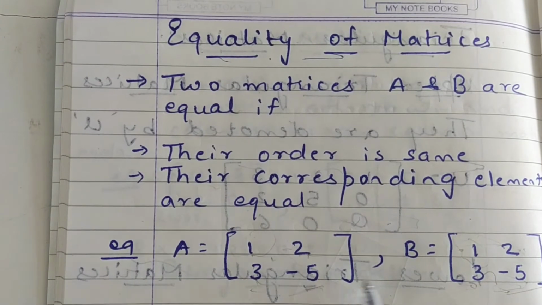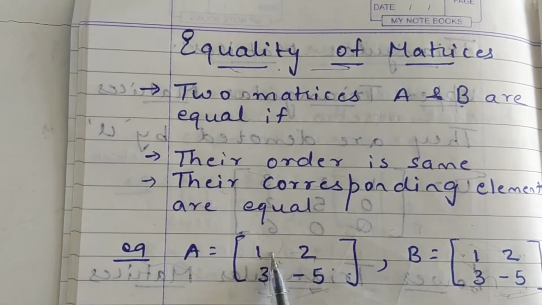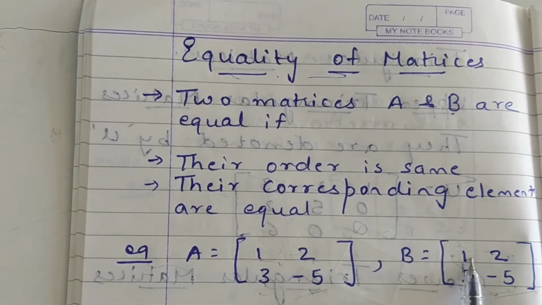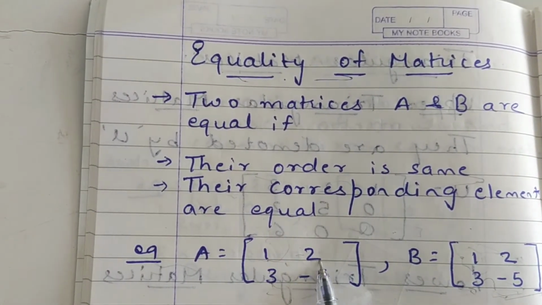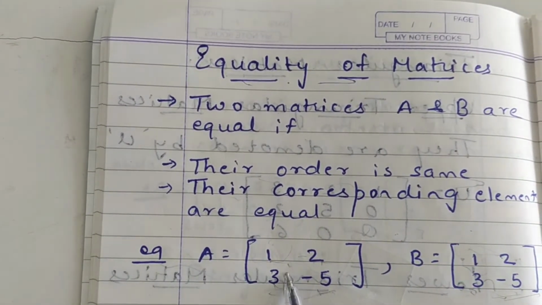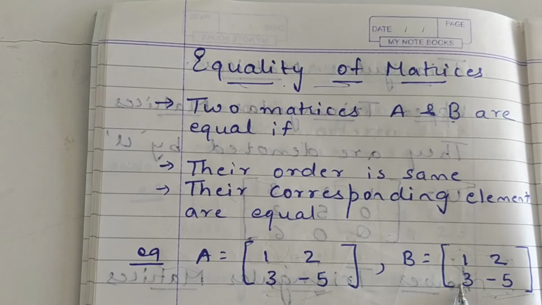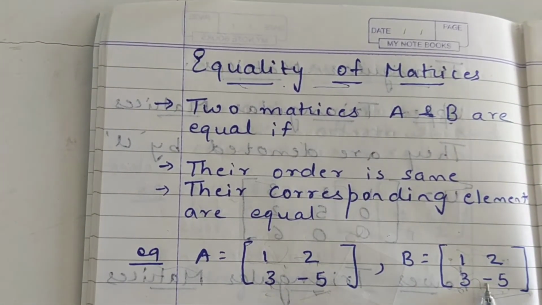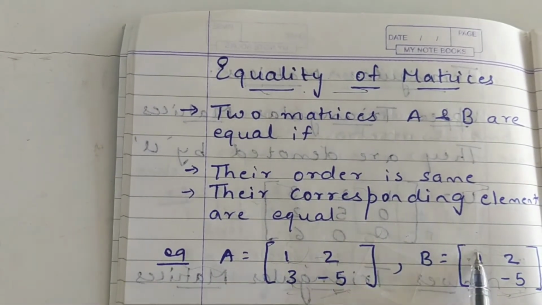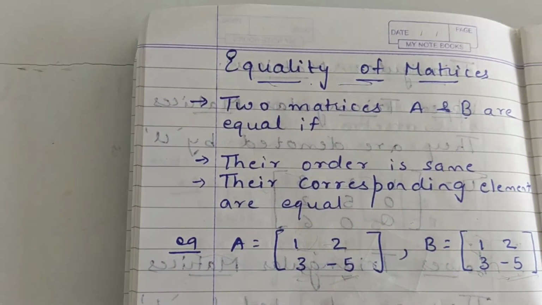I have taken two examples here. This is matrix A and this is matrix B. The first element of matrix A is 1. The corresponding element in matrix B is also 1. The second element in matrix A is 2. The corresponding element in matrix B is also 2. The third element in matrix A is 3. Then the corresponding element in matrix B is also 3. And the same is the case with -5. So these two matrices are equal because their order is the same and their corresponding elements are equal.